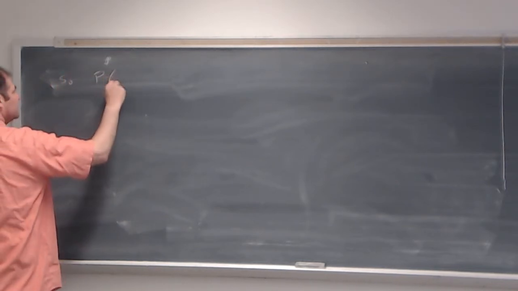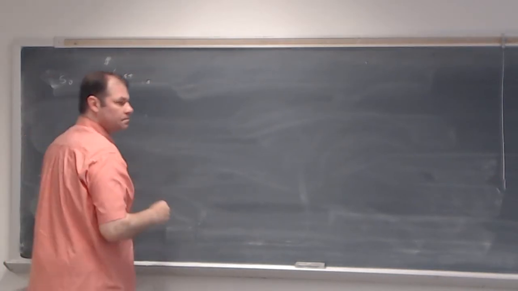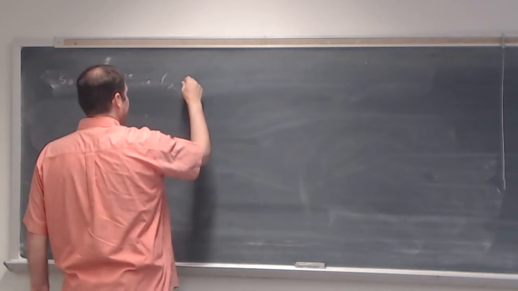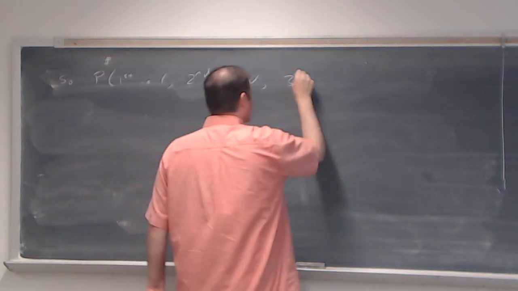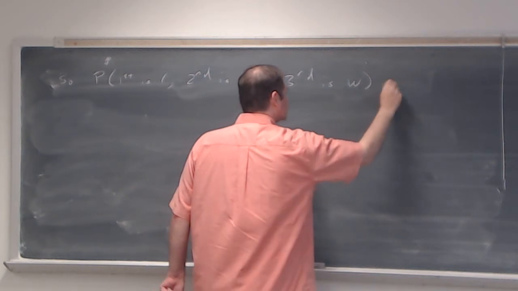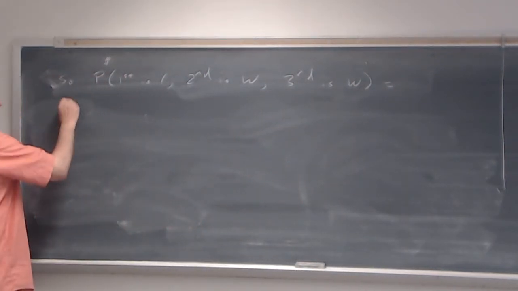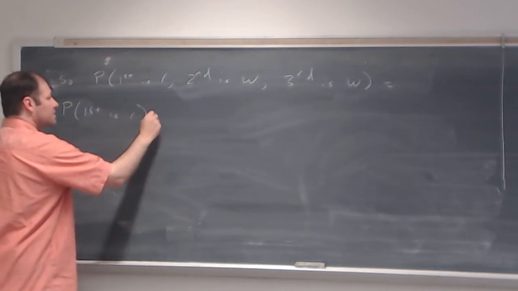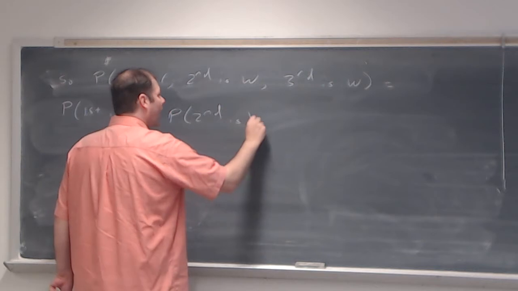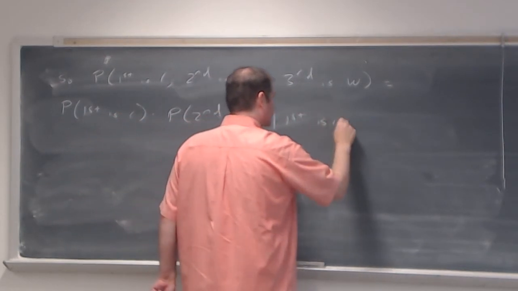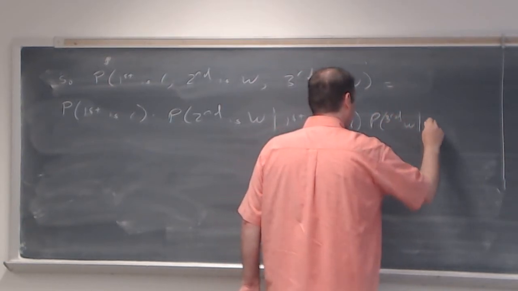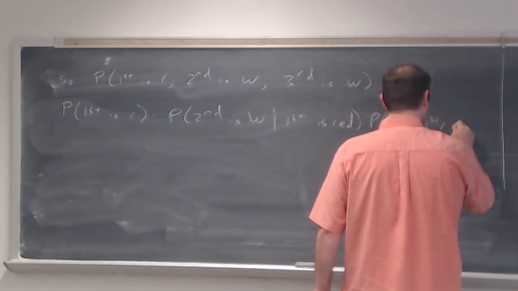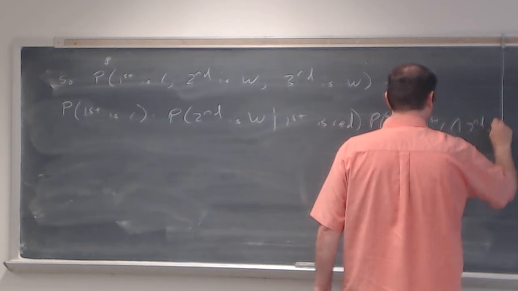Okay, so the probability that the first is red and second is white and third is white is equal to, by the multiplication rule, the probability that the first is red times the probability that the second is white given first is red, that's a conditional probability, times the probability that the third is white given first is red and second is white.